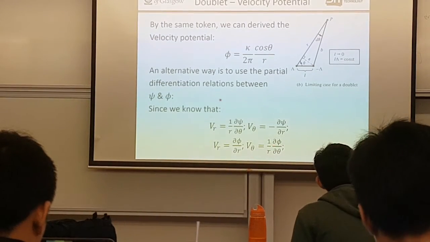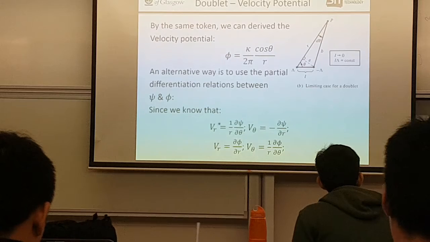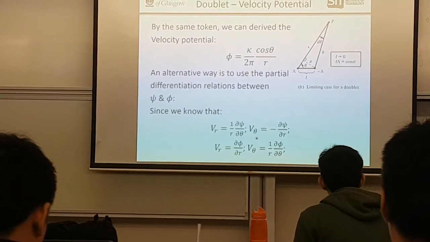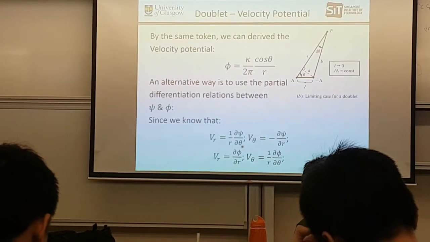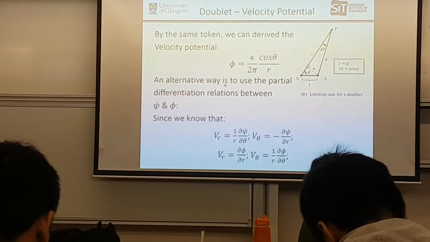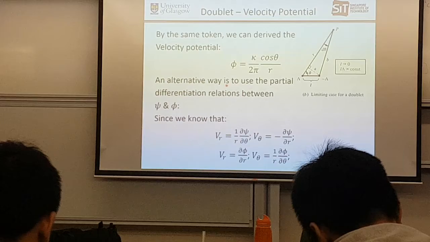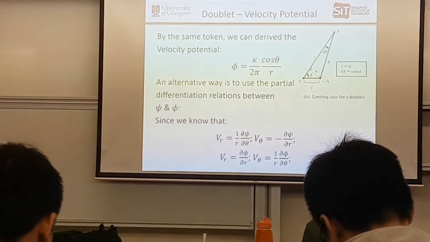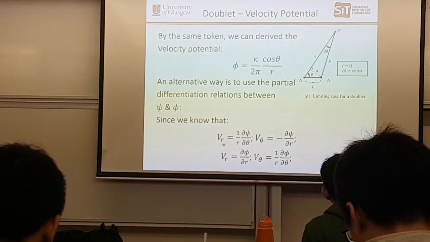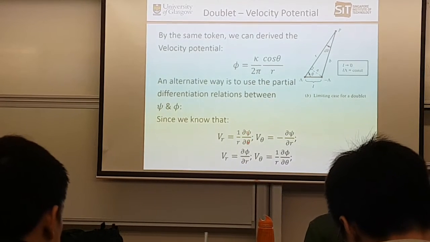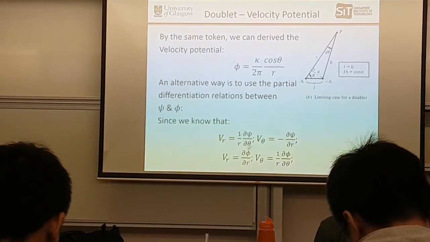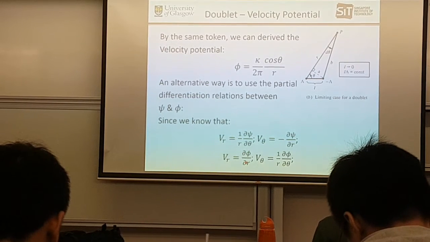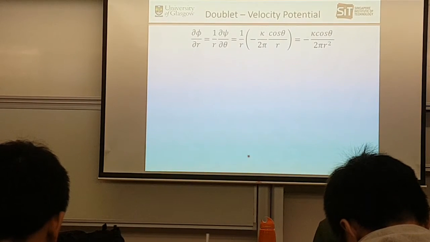If you remember this relationship here, my V_r and my V theta, how are they related to my stream function and velocity potential? Like what I mentioned to you, if I know one value, I can find the other already. Am I right to say that my radial velocity is 1 over r del psi over del theta, and it's also equal to del phi over del r? So I can equate this to this, correct? I can do the same thing like what I mentioned here.